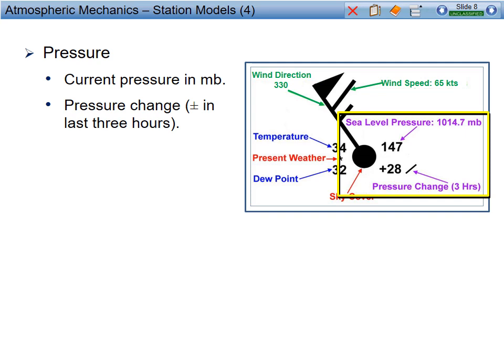Pressure is shown on the right-hand side of the station model. It's given in millibars, but it omits the first 1 or 2 digits depending on the actual pressure. In this case, they're showing 1014.7 millibars, so you have to add the 10 to the front end and include the decimal point. Below that is going to be the pressure change over the last 3 hours, and then the trend for the pressure. So in this case, it has risen 2.8 millibars, and it's going to continue to rise.